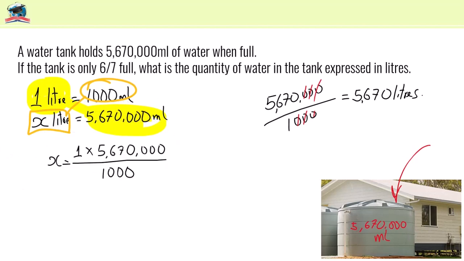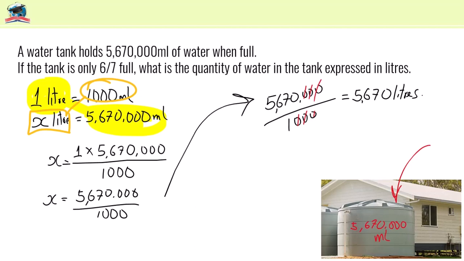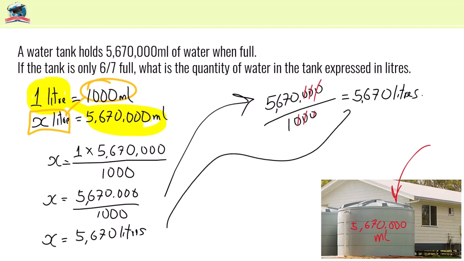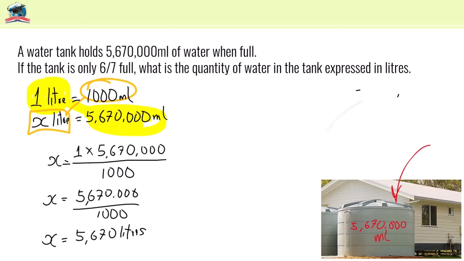So here, we're going to end up having x equals 5,670,000 divided by 1000, which is what we did there. And when we cancel out the zeros, you have x in liters. You get 5,670 liters, which is the same thing as this. Okay, good. Let's tidy up and then go to the next part of the question. So it's done. There's a faster way of doing it.